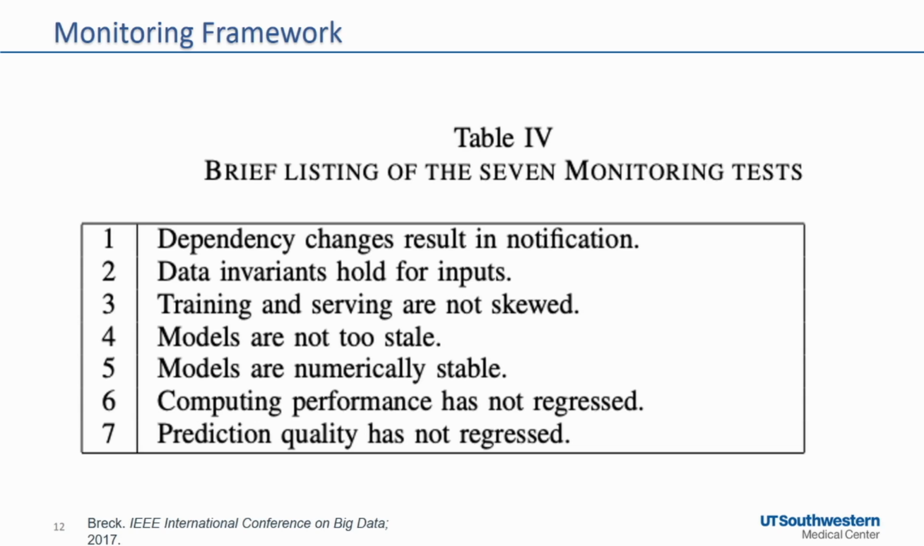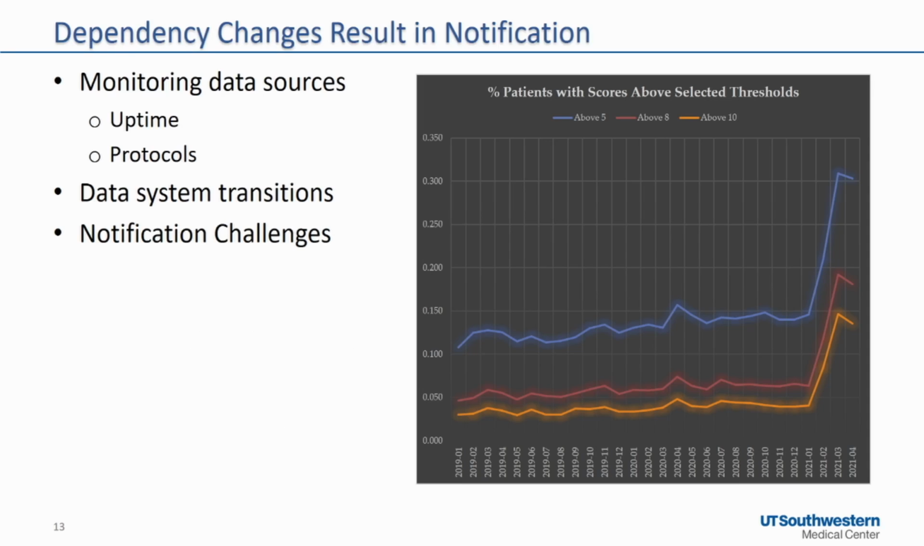But the 7 components are basically: dependency changes result in notification, data invariants hold for inputs, training and serving are not skewed, models are not too stale, models are numerically stable, computing performance has not regressed, and prediction quality has not regressed. So we're going to zip through these briefly, and then I'll pass it over to Sandy, who's going to talk about some applications of this in our kind of strange healthcare environment.